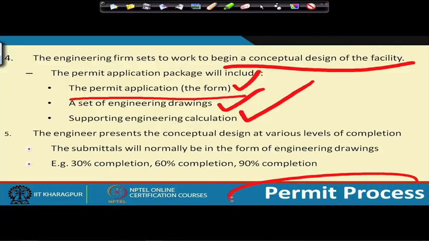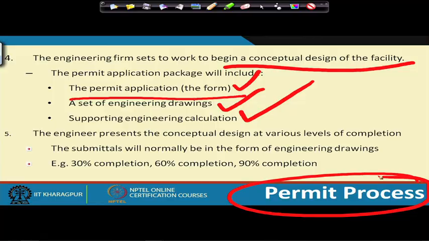So this is as part of the permit process. There is a standard form which needs to be filled in with all the details, and then we have a set of engineering drawings which needs to go with that, because you are showing some basic engineering design, and then you show some basic engineering calculations which go with that. And the engineer also presents the conceptual design at various levels of completion.